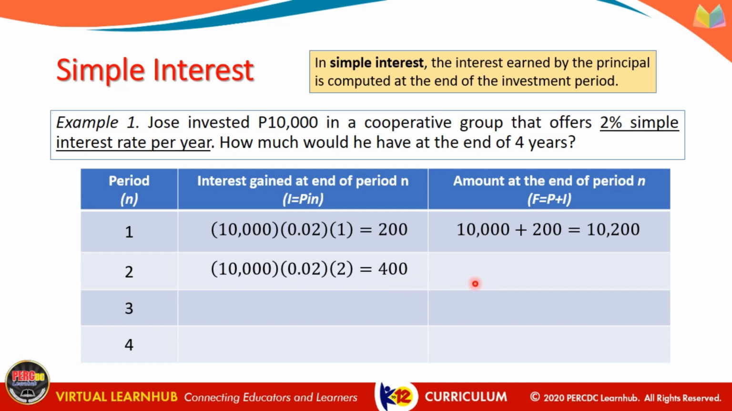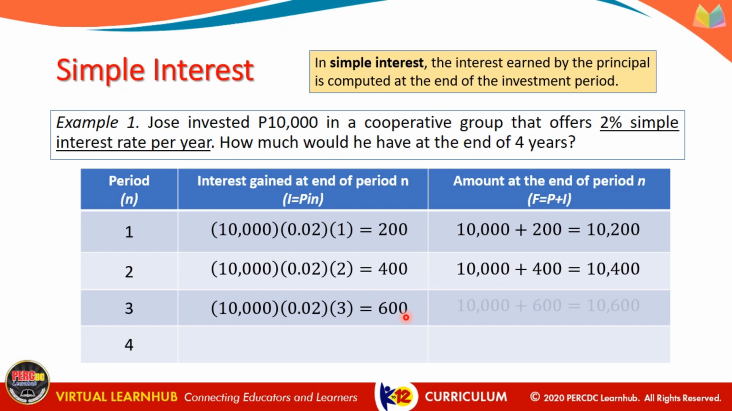The amount at the end of second year would be 10,000, this is our principal, plus the interest gained 400, or 10,400. At the end of third year, the interest gained is 10,000 times 0.02 times 3 or 600 pesos. The amount at the end of third year would be 10,000 plus 600 or 10,600 pesos. At the end of fourth year, the interest gained is 10,000 times 0.02 times 4 or 800 pesos.